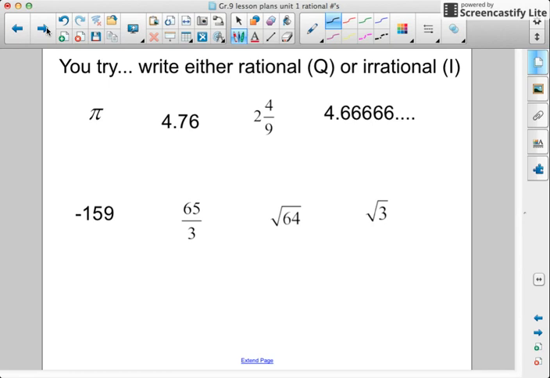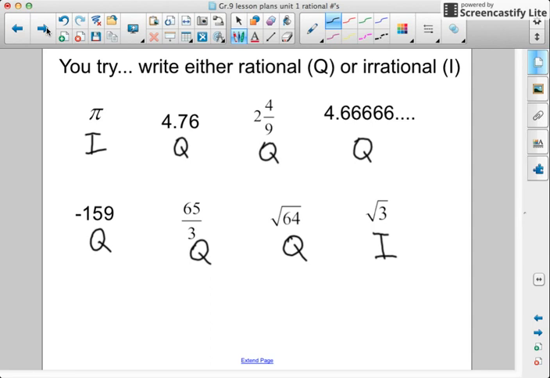All right, I will write the answers to these quick. We already said pi was irrational. This one is rational. This one's also rational. This one's a repeating decimal, but it is still rational because that would equal 4 2/3. Okay, this one's rational. This one's a fraction, so it's rational. Square root of 64 is just 8, so that's rational. Square root of 3 does not have an exact answer, so it is irrational.